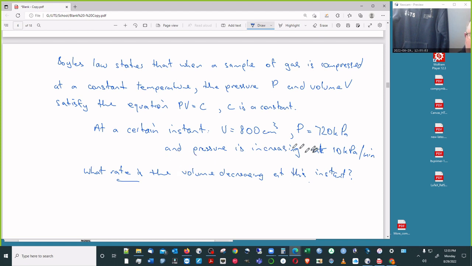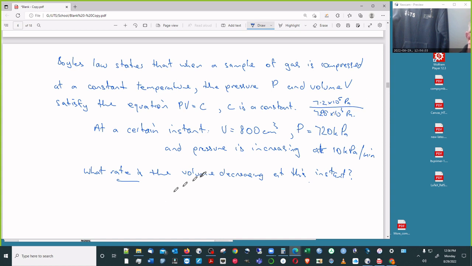The trick with this is the units. We've got kilopascals and centimeters cubed. So let's see what we can put together. 720 kPa is 720 times 10 to the 3 pascals. And if we move the decimal place 2, that means that 3's got to become a 5. So 7.2 times 10 to the 5 pascals.